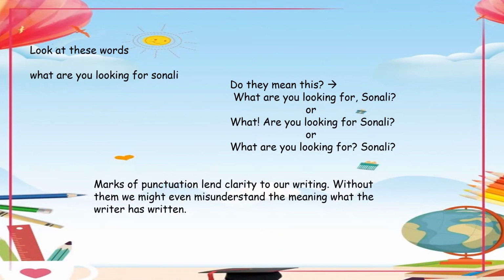Now look at these words. What are you looking for, Sonali? What are you looking for, Sonali? So how to read this? There are different ways to read these words. So what do you think? Do they mean like this? Like, what are you looking for, Sonali? What? Are you looking for Sonali? See, the way I am saying the sentence, it's as per the punctuation mark. Now the last one. What are you looking for? Sonali? See, everywhere the meaning is different. The way I read, it will say what I mean to ask the person next to me.